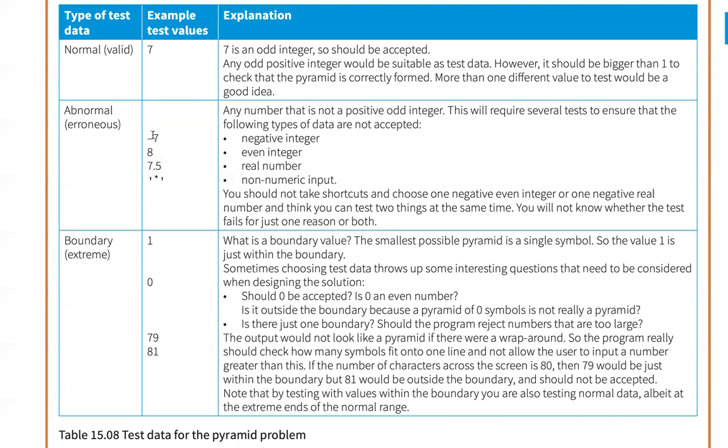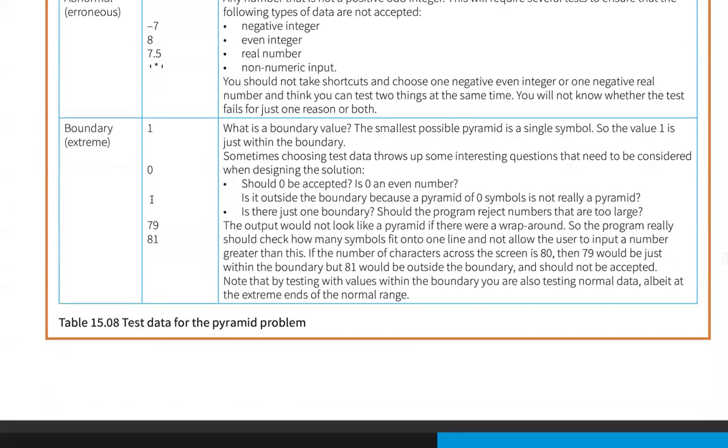So any one of these values can be used. In fact, all of these values should be given to see if the program is generating an error as expected. If these values are accepted, that's wrong. They should not be accepted. This should cause an error.